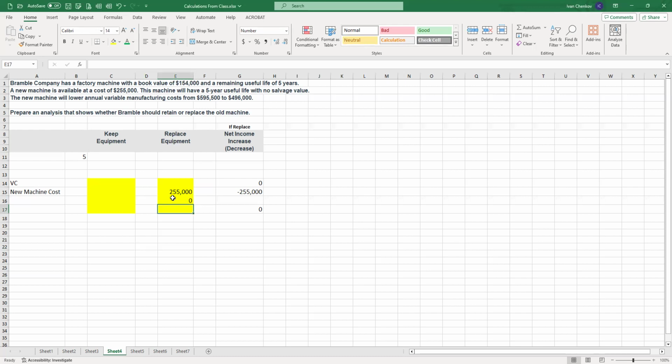Zero salvage value for the new equipment. So now we have to consider the variable cost. If we keep the old machine, the cost will be that much per year, correct? The cost will be 598,500 times 5 years. That will be the total cost. If we go with the other machine, our cost will be 496,123 times 5 years.